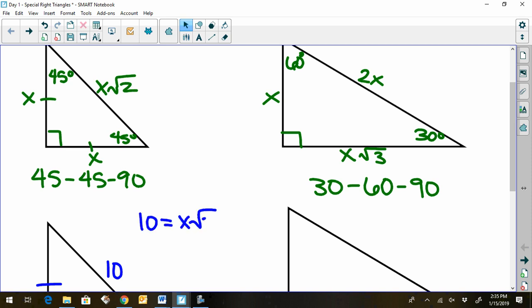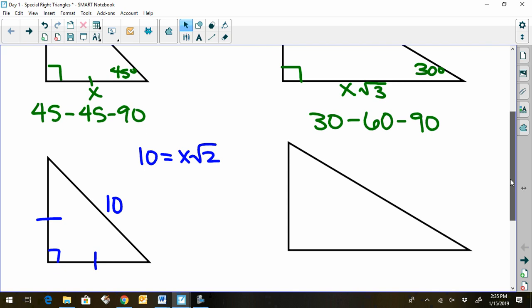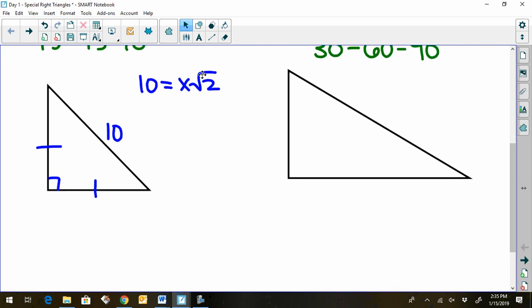So we can actually do that. We can set them equal. And now we can solve for x. And when we solve for x, we'll actually end up with the side lengths of the legs. So how do we undo multiplying by square root of 2? Well, we divide by the square root of 2. So we divide both sides, those cancel, and I'm going to switch the sides around, I believe. So we get x equals 10 over square root of 2.